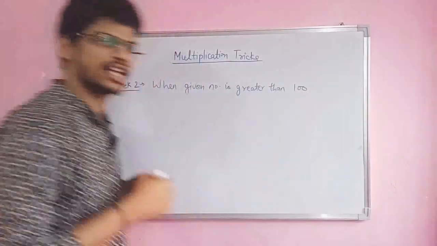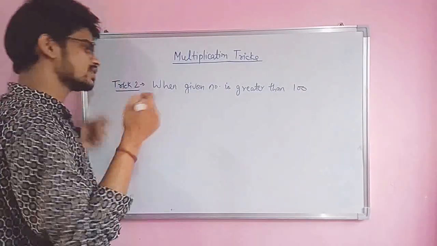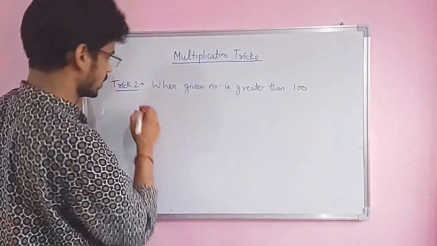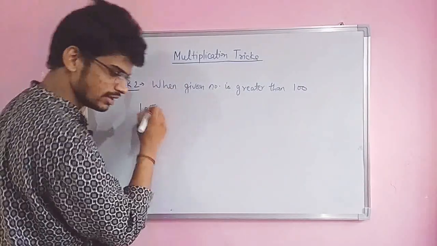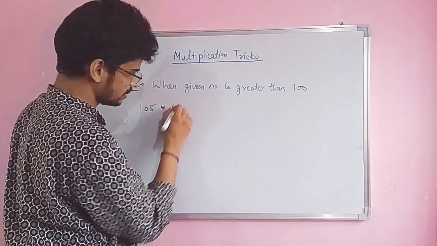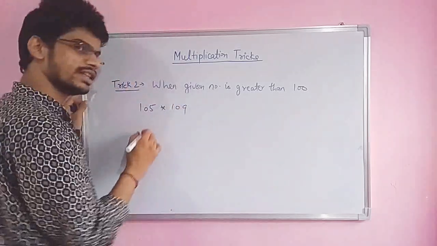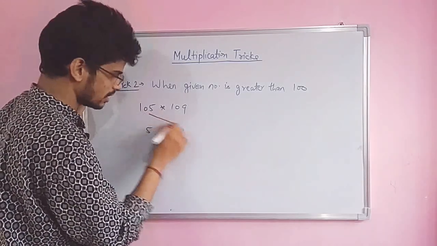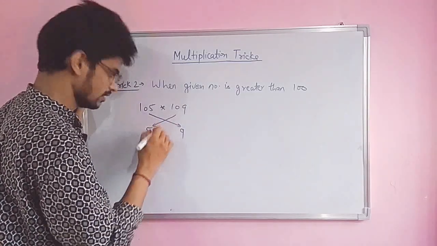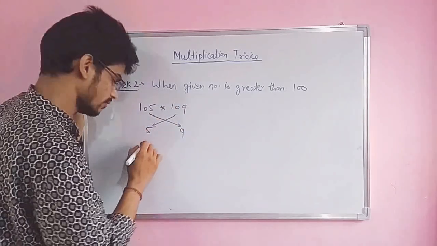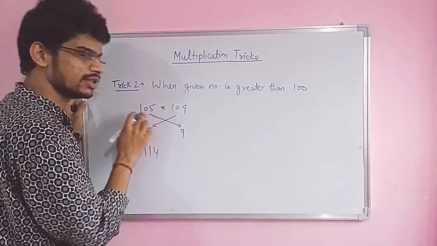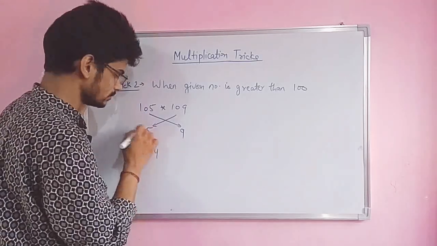If you practice as much as possible, then you can solve the multiplication within 2 seconds, 1 second easily. Now take another example: 105 multiplied by 109. How much is it greater than 100? That is 5. How much is it greater than 100? That is 9. Now add the values: 109 plus 5 is 114. Here we also get 114 by adding 105 and 9.